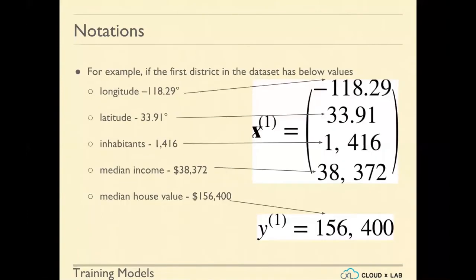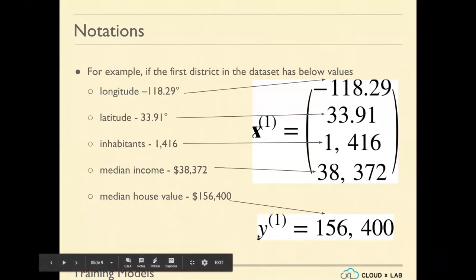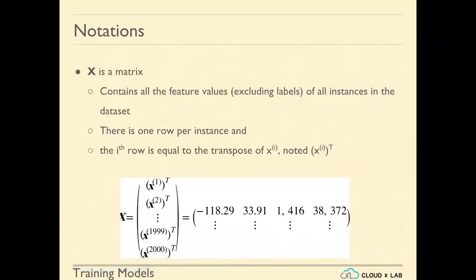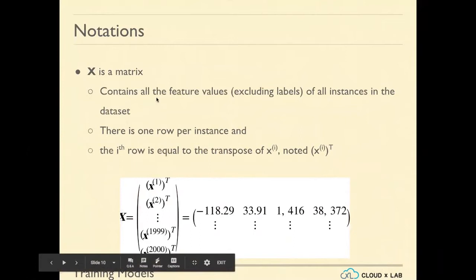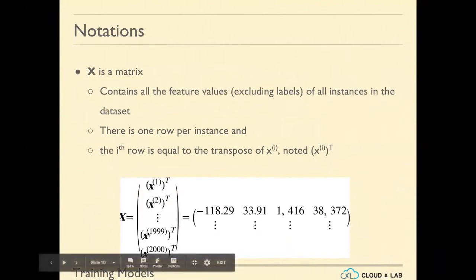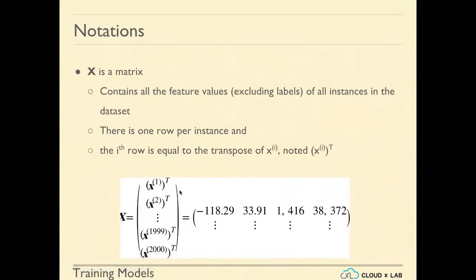Now, also notice one more thing: the bold characters we will be using for vectors, while the scalar values will be in italic but not bold. Now capital X represents the entire features along with rows. Capital X is a matrix. It contains all the features excluding labels for all instances in the dataset. So here you can see x1 transpose, x2 transpose, x3 transpose. Why? Because this will become horizontal after transposing. That's why we are transposing it.